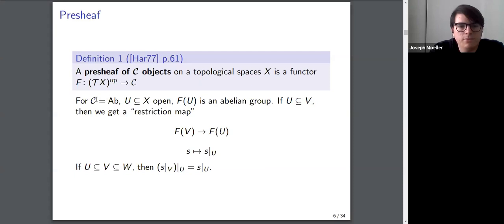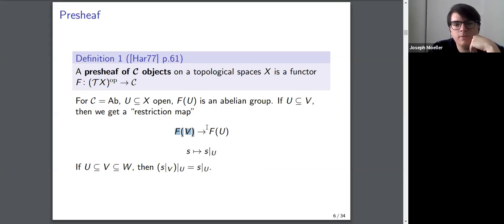So for example, C being abelian groups is mostly what I'm going to be talking about today. I'm also going to upgrade abelian groups to rings, but that's mostly what I'm going to be talking about. And then if you have an open set U inside of your space, then F of U is an abelian group. And if you have two of these open sets, one inside of the other, then the functoriality gives a map from F of V to F of U. It's important to notice that this is going backwards from the way that you might think this inclusion is going, but that's why I put op right here.